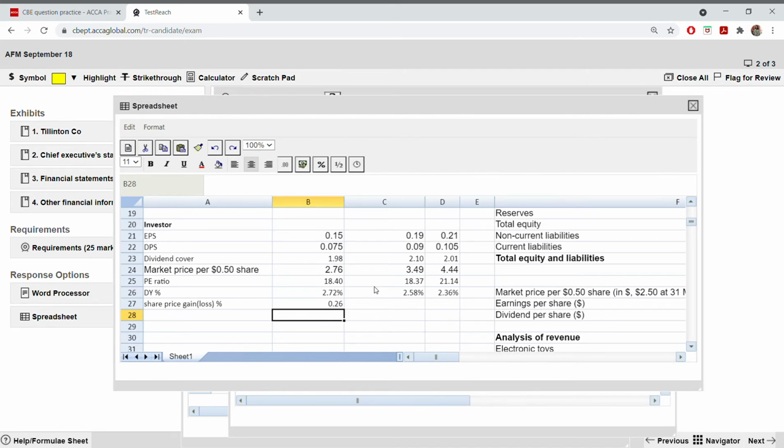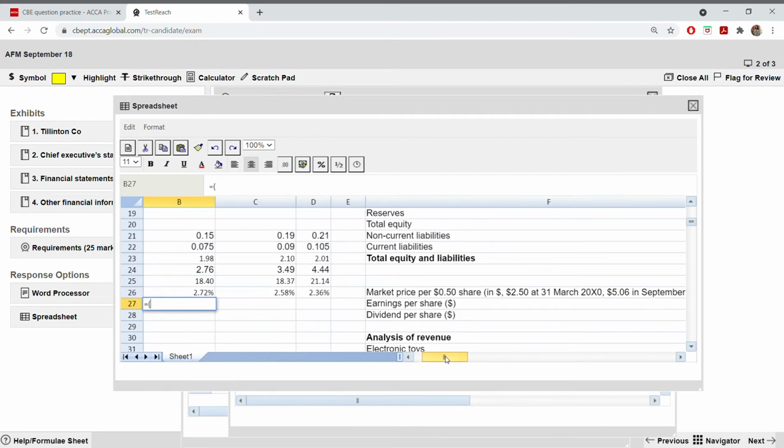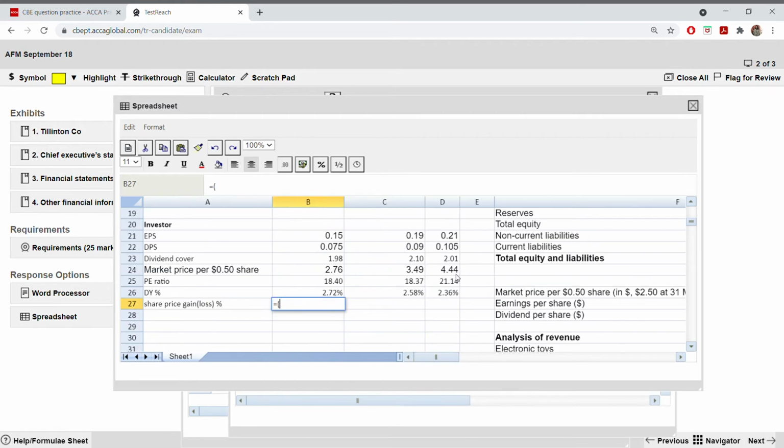It is supposed to be... no, this is not the way. Something is off, because it is showing 10.4 and all three are gains. Share price gain or loss percentage. And definitely it will be a gain only, because if you see the share prices, they're increasing only. From 2.5 to 2.7, then 2.76, then 3.49, then 4.44.